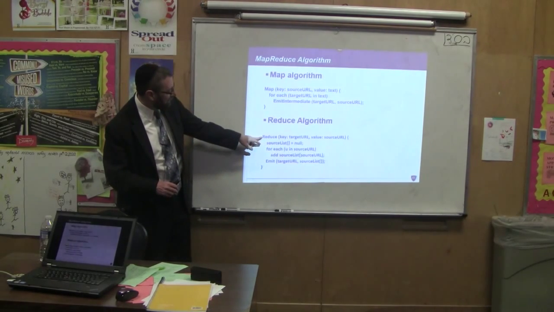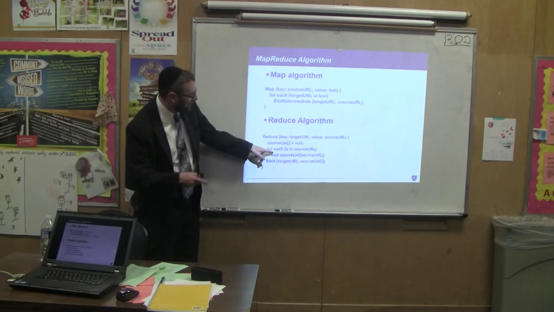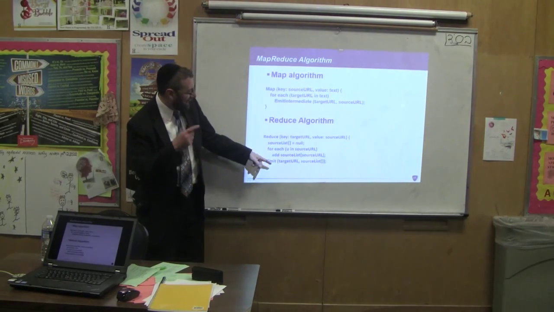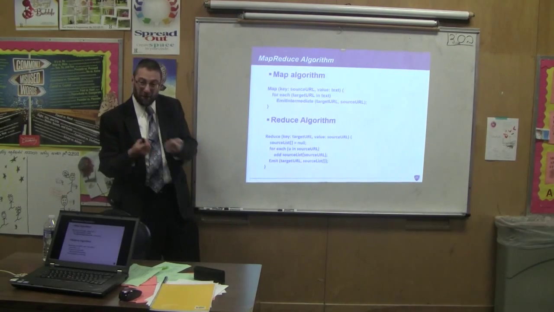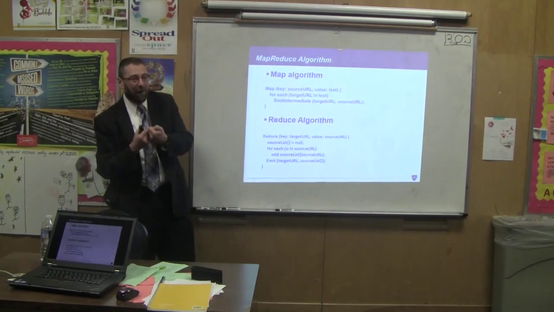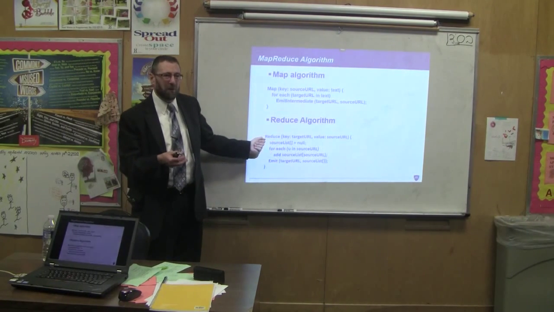And then the reduce step would be, okay, for each target URL, I just do, for each element in the source, add one for each pointing URL. So I know how many of those URLs are pointing to me. And this is pseudocode, but it's almost that simple.